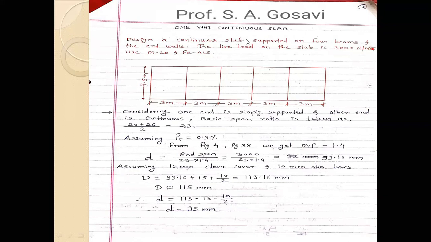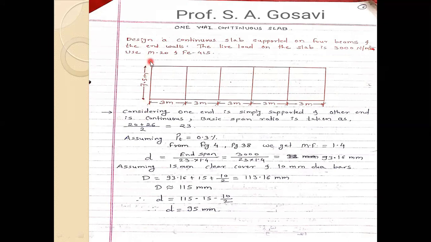Design a continuous slab supported on four beams and the end walls. The live load on the slab is 3000 Newton per meter square. Use M20 and Fe415. So what they have said, four beams and end walls. At the ends, whatever is shown here, this is your end wall. This is also an end wall, and all these in between, 1, 2, 3, and 4, are the beams. These four are the beams, and these two are the end walls.